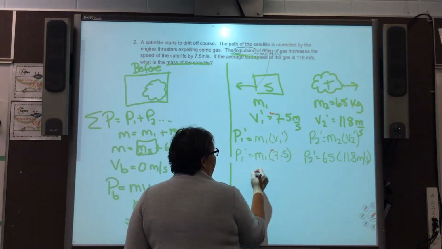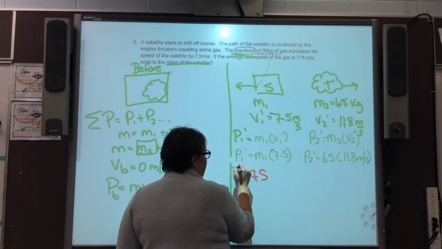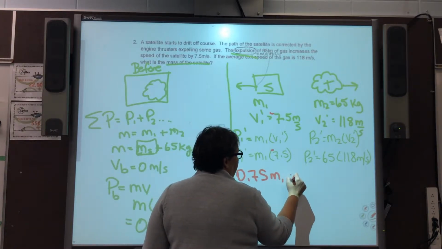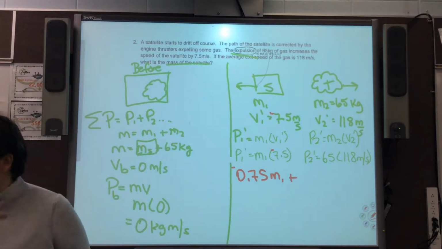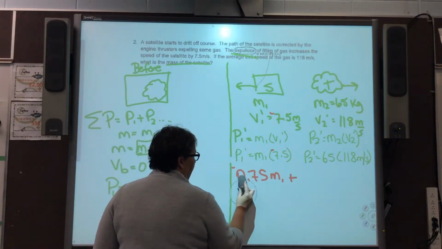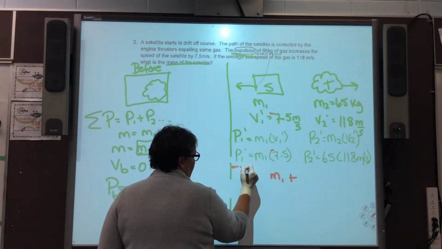So here we have negative 0.75 M1 plus whatever 65 times 118 is. Why is it 0.75? It's not. It should be 7.5. Okay. Good catch.